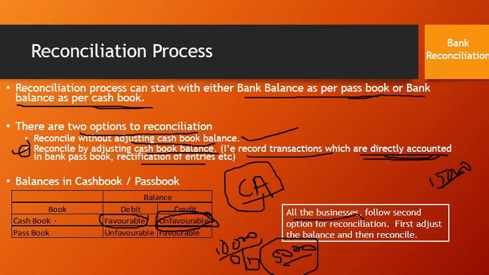Remember, in case of our bank book or a cash book, we say that favorable balance means if there is a debit balance in a bank book, then it is called favorable balance. If there is a credit balance, then we call it an unfavorable balance. At the same time, in a passbook, if there is a debit balance, we call it an unfavorable balance, and if there is a credit balance, we call it a favorable balance.